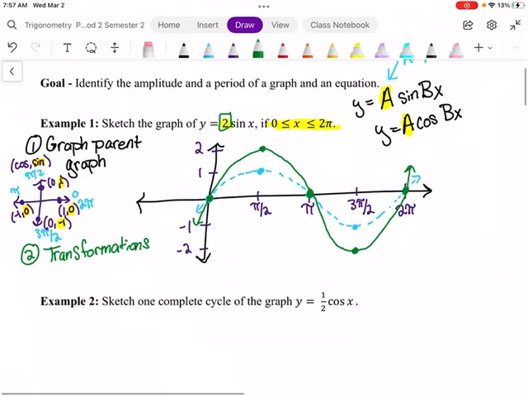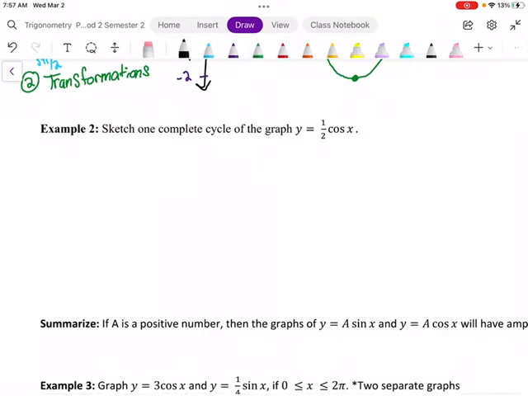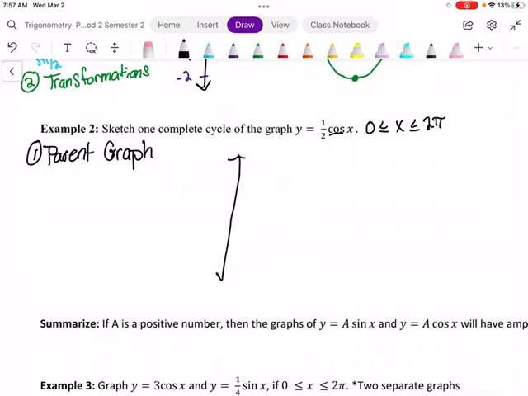Alright, so let's move on to example 2. We're going to start out with the same steps. So step 1, we're going to do the parent graph. And this one's cosine. The period of cosine is the same as sine. So we're going to go from 0 to 2 pi again. Then we can label them on our axes. Remember, you do need to have these main points labeled on here.